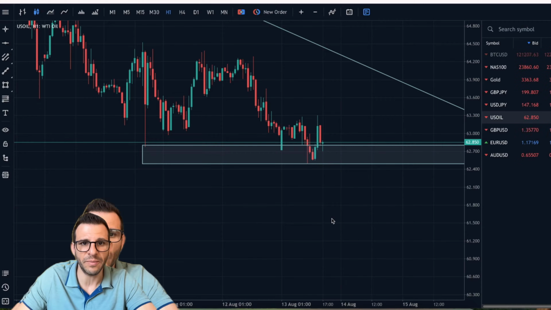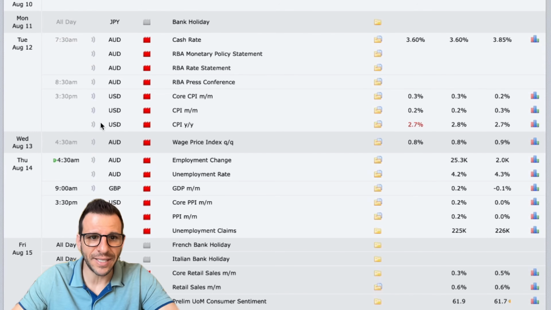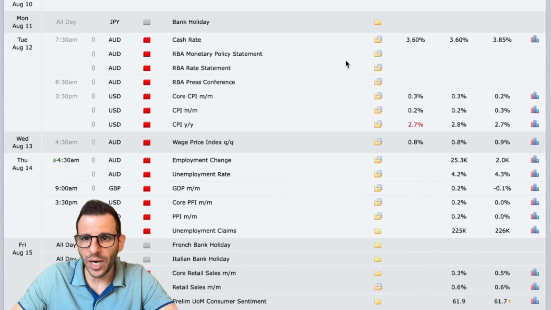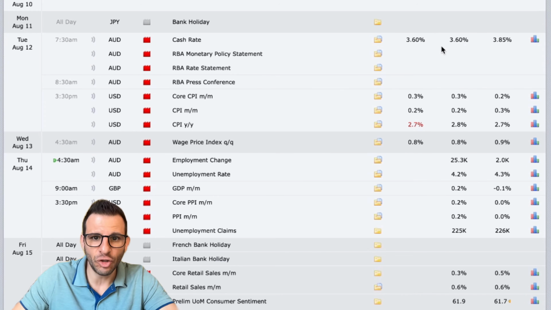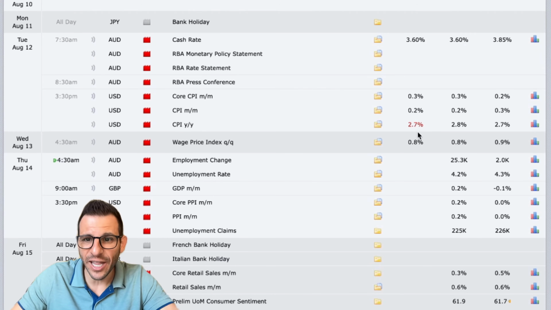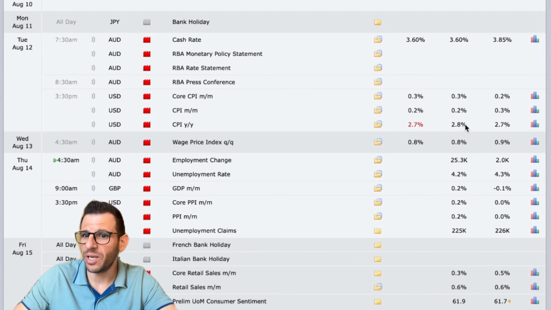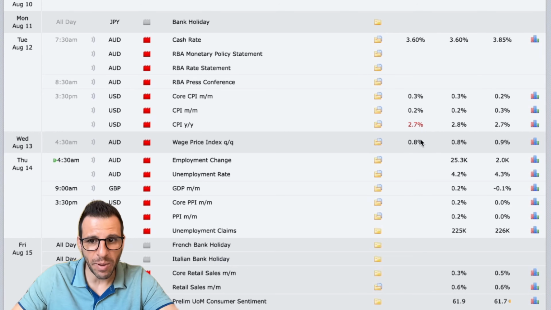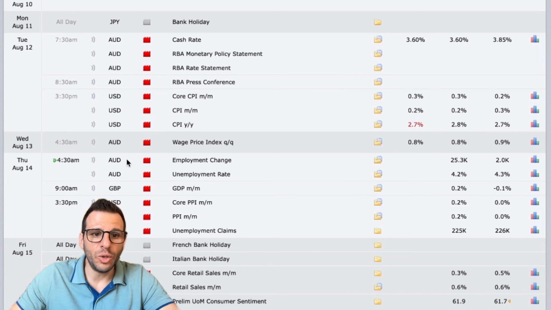Regarding the news events, yesterday the Reserve Bank of Australia, as I said, cut interest rates from 3.85% to 3.60%. Also, the consumer price index in the US was reported as 2.7%. They were looking for an increase, but it didn't happen. Today, Wednesday, only the wage price index in Australia is reported.